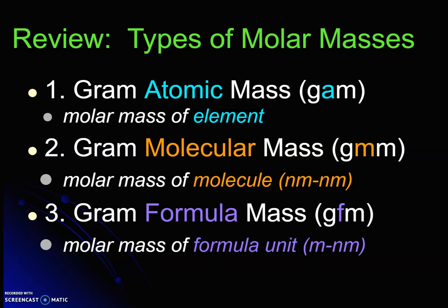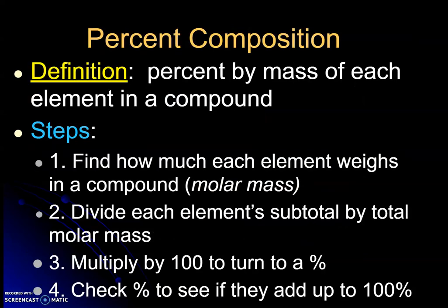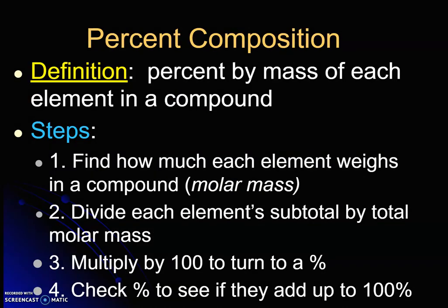So again, another review: gram atomic mass, gram molecular mass, and gram formula mass, which is your GAM, GMM, and GFM. So the GAM is the molar mass of the element. Anybody on the periodic table? Our molecules are our nonmetals to nonmetals and hydrogen, and then our formula units are your metals to nonmetals. Okay, so with all that being said, what we're looking at in our percent composition is basically the percent by mass of each element in our compound.